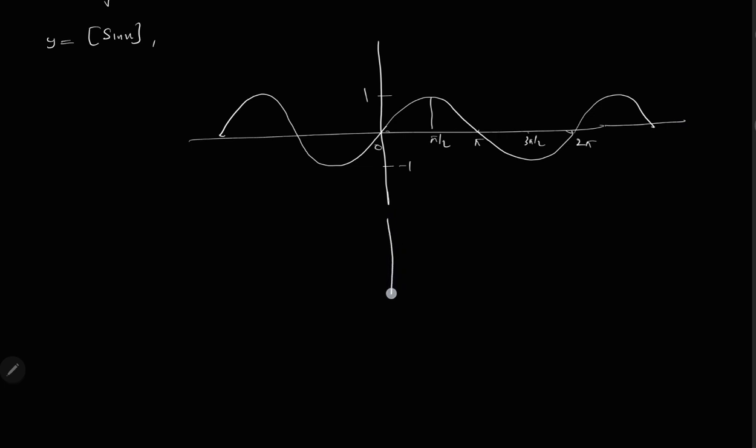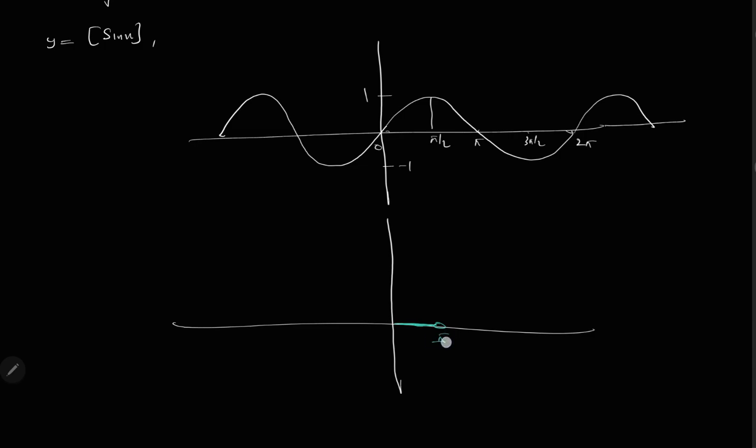Now what to do? We draw horizontal lines and project to the nearest integral slab. That's it. So 0 to pi by 2, we have this. So what is the nearest integral slab? 0. So it will come here like this. Okay. So the graph will be like this.